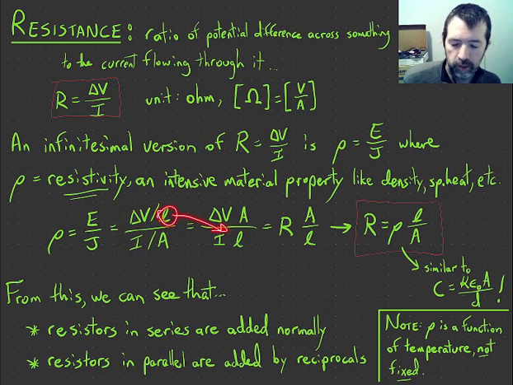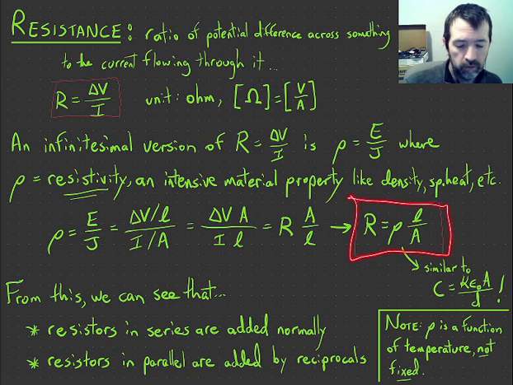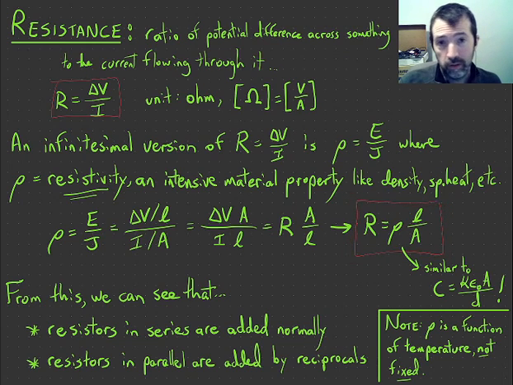I move the L down to the bottom, I flip the A up to the top, gets me to here. But then I'm looking at this delta V over I. That's the same thing as R for resistance. And then I rearrange to solve for big R. That gives me this formula here. This is a formula that you would have seen in honors physics last year, although they would have gotten to it in a different way. But this is another way of thinking about the resistance of an object.